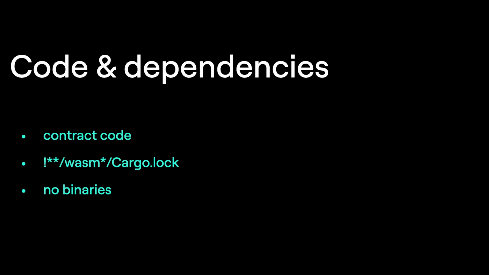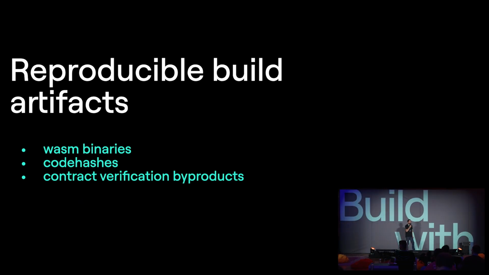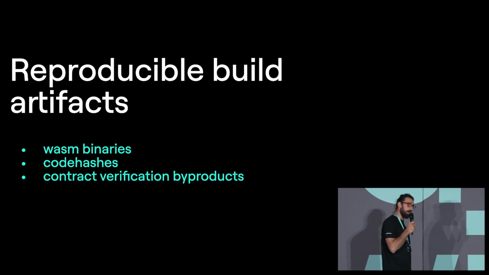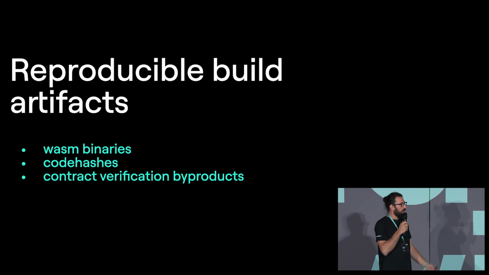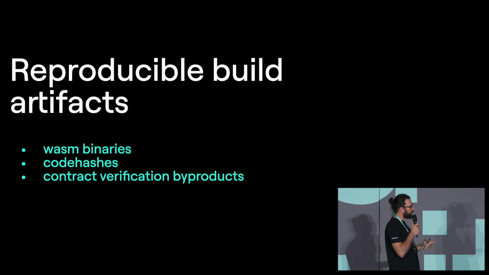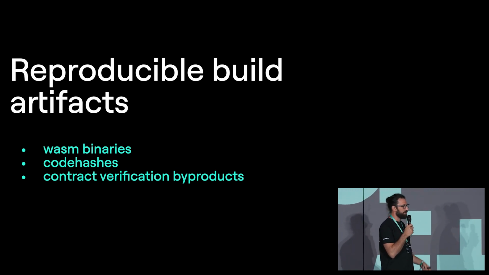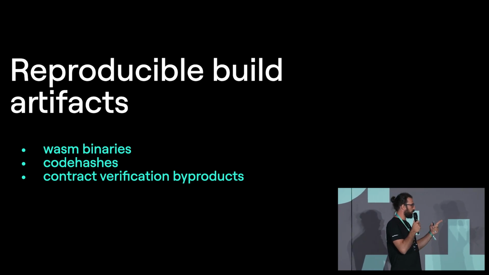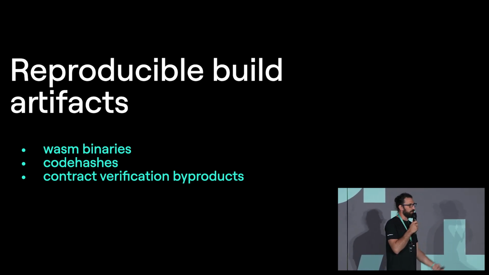Okay, so the second part of that release I was mentioning, these reproducible build artifacts. This is done automatically via a GitHub action that is triggered when we create the release. So this GitHub action is actually producing the WASM binaries that we're going to deploy.